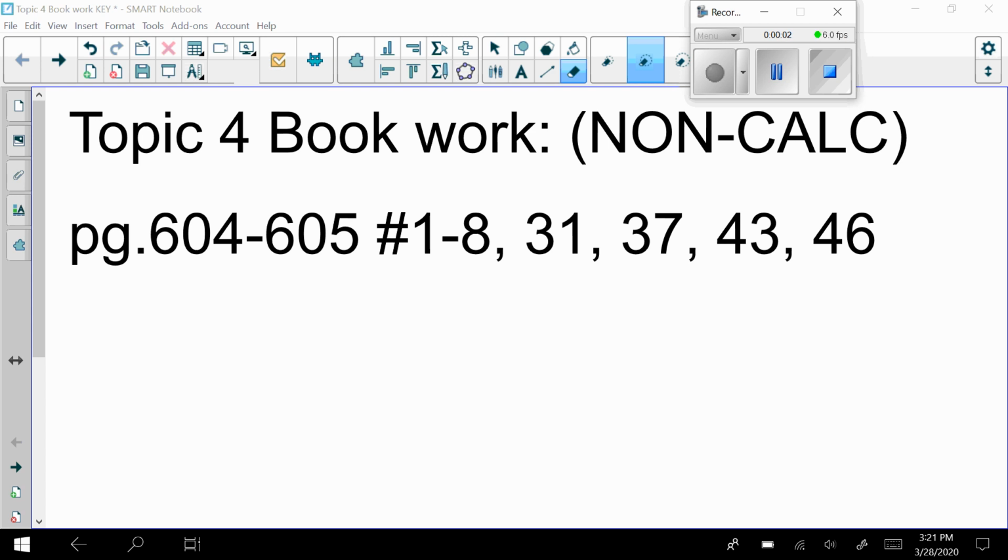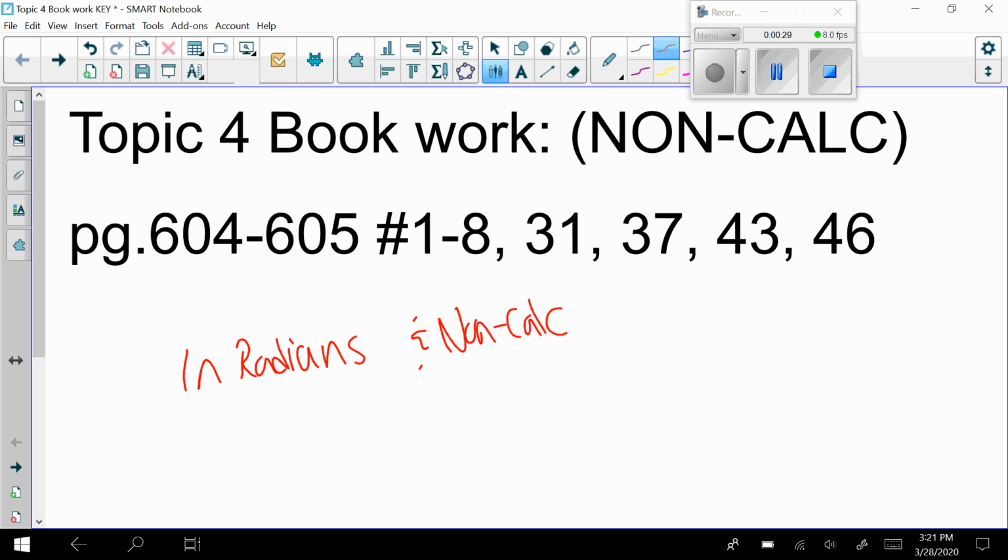Hi guys. So I'm going to do the bookwork as a video. Hopefully from now on, the biggest difference to know between pre-calc and algebra 2 with these graphs is that it's going to be in radians, so that's different. And also you can't use your calculator, so it's in radians and it's non-calculator, so you should be keeping those things in mind.